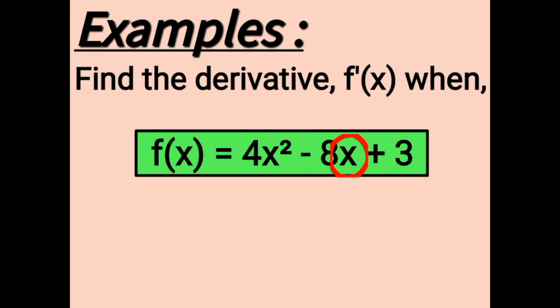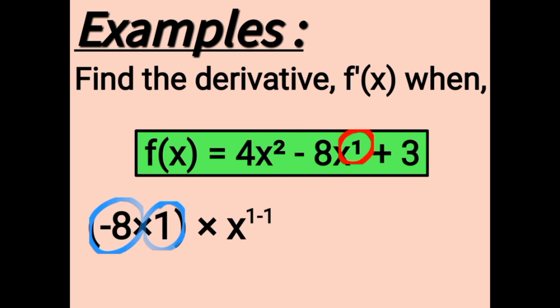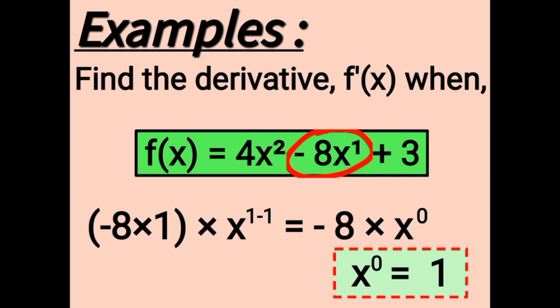Now minus 8x. Here the power of x is 1, so let's say minus 8x to the power 1. Differentiating minus 8x to the power 1 gives us minus 8 times 1 times x to the power 1 minus 1, as we multiply the constant minus 8 by the power 1 and then subtracted 1 from that power. So minus 8 times x to the power 0 equals minus 8 times 1 equals minus 8, as x to the power 0 equals 1.